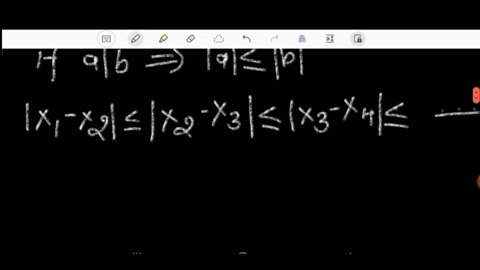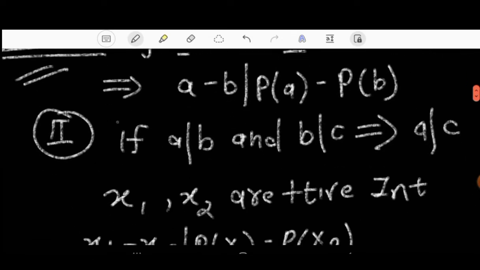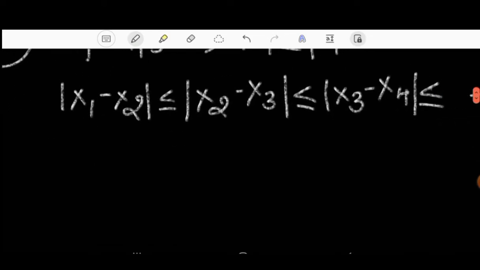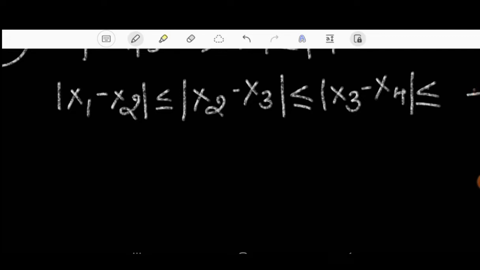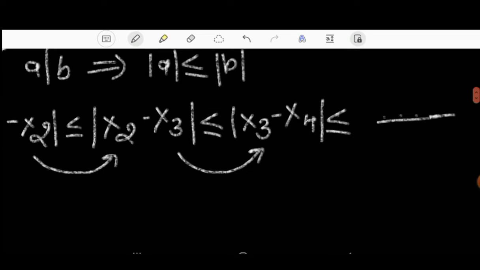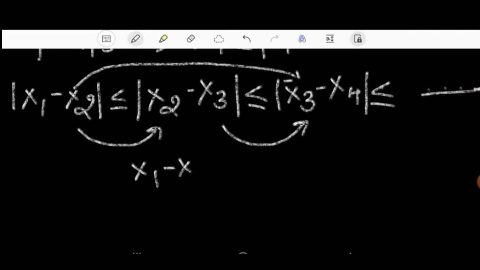And simultaneously I want to use my second proposition, which states if A divides B and B divides C, then A must divide C. So we see that x1 minus x2 divides x2 minus x3, and x2 minus x3 divides x3 minus x4, then the resultant would be that x1 minus x2 divides x3 minus x4.